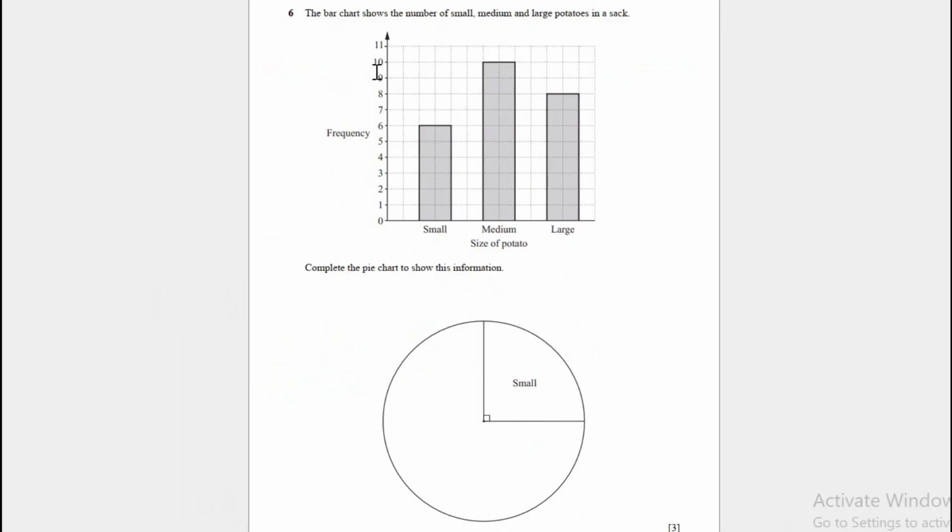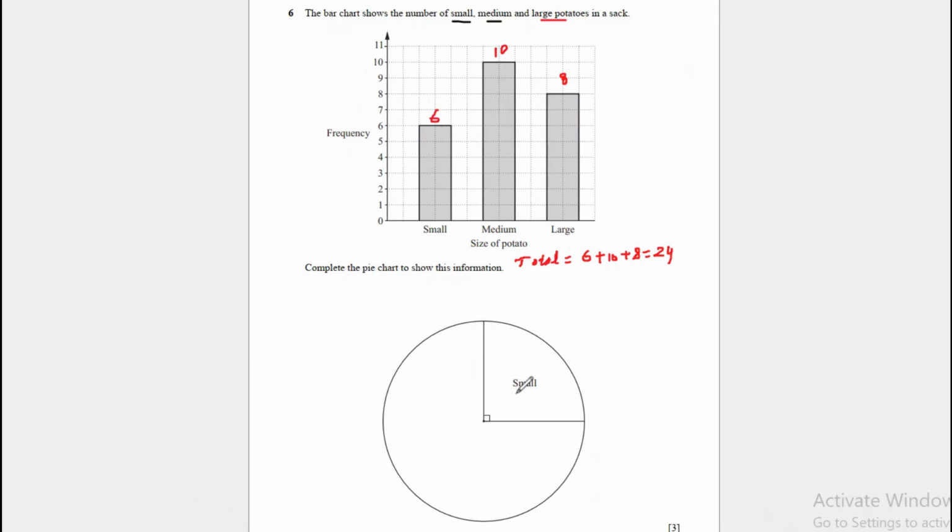So the bar chart shows numbers as well as large potatoes in a sack. So here we have number frequency, that means the number of potatoes, and on the other side we have size of potatoes: small, medium, and large. So here we have 6, then 10, and large we have 8. It means total potatoes we have 6 plus 10 plus 8, which is equal to 24. And remember, we have to do the work for the pie chart.